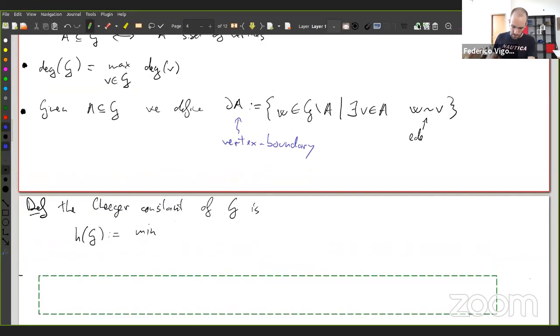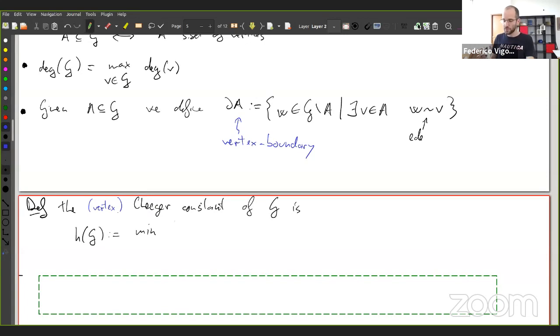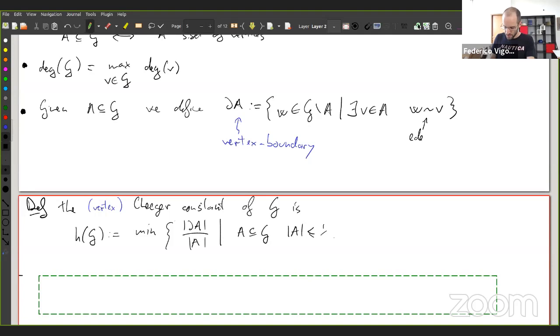Okay, so the Cheeger constant of the graph. If you want, it should actually be the vertex Cheeger constant, because often the Cheeger constant is defined using the edge boundary, but we care about the vertex one. It is the minimum of the ratios of the cardinalities. Let me write it and then comment on this. So A is a subset of vertices with cardinality of A at most half of G.